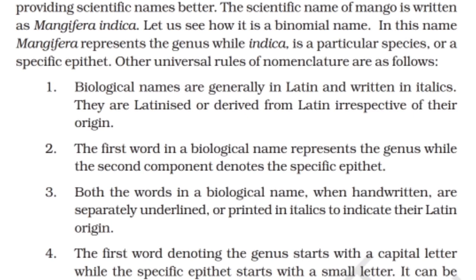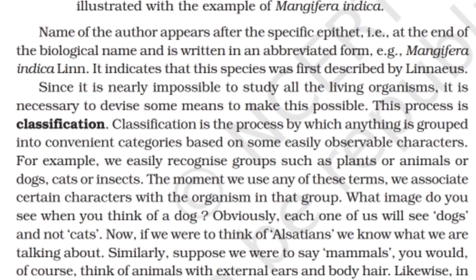It can be illustrated with the help of the example of Mangifera indica. The name of the author appears after the specific epithet, that is, at the end of the biological name, and is written in an abbreviated form. Example, Mangifera indica Linn. It indicates that this species was first described by Linnaeus.